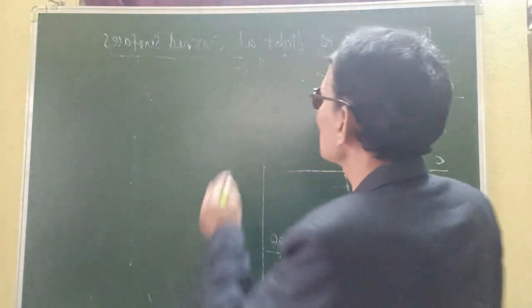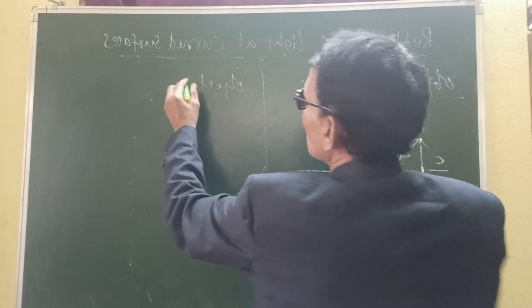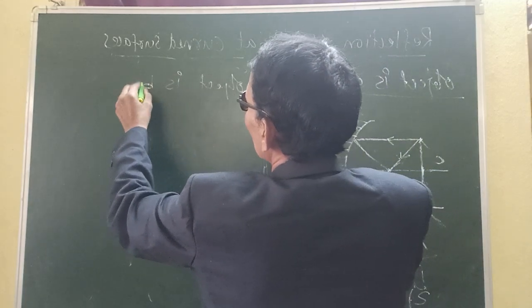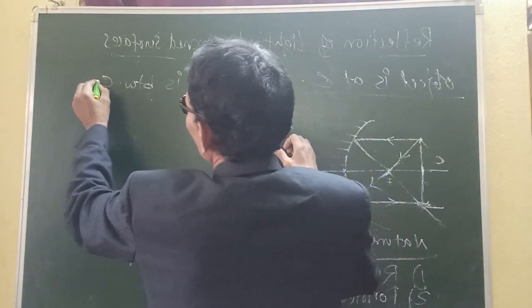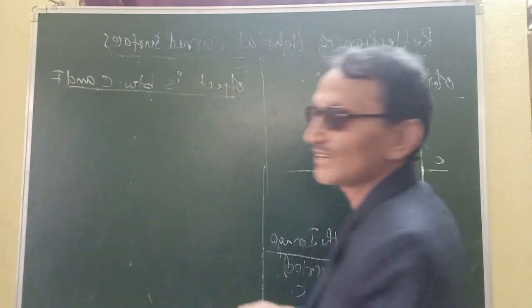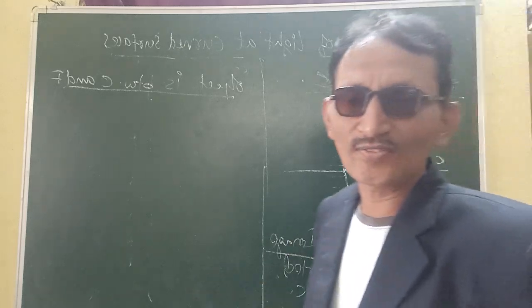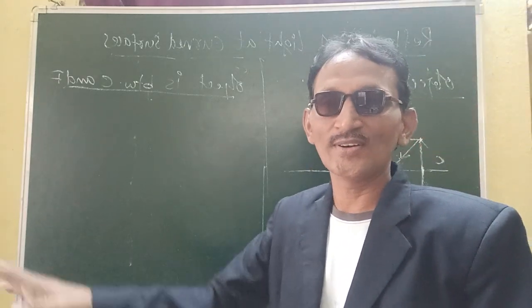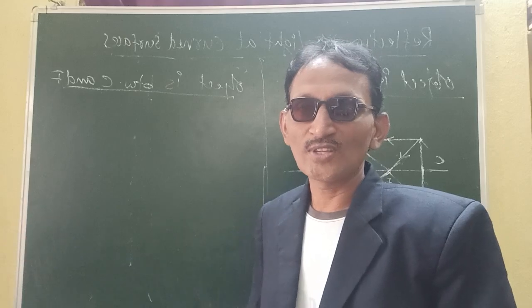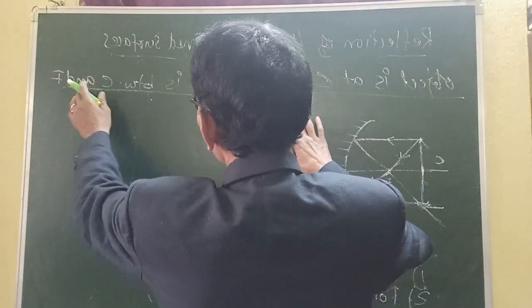So here the condition is, the object is between C and F. So the object is between C and F. How will be the nature of the image? The question may be asked: Draw a ray diagram for the object between C and F and find the nature of the image. State the nature of the image. So here the object is between C and F.